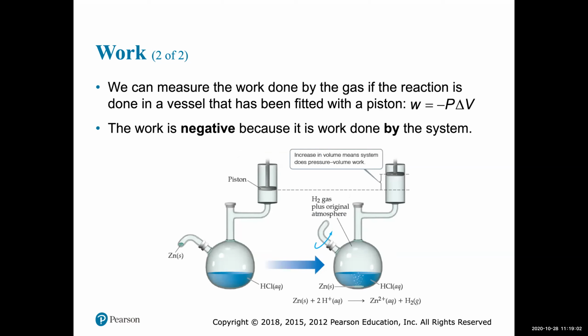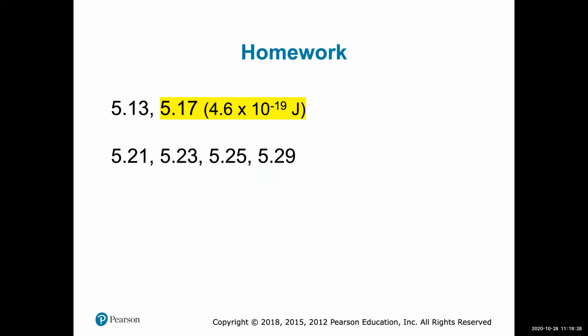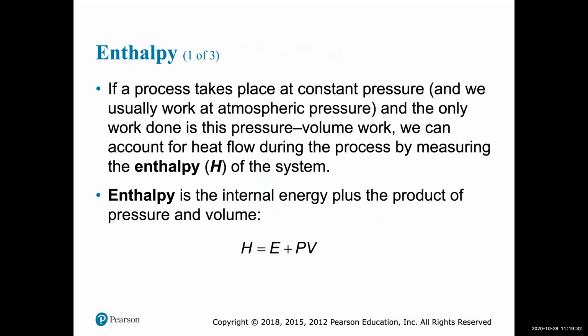We know that for these piston type problems, work is equal to minus the pressure times the change in volume. And the work is negative because it's work done by the system. So it's not work done on the system, it's done by the system. And so we know that if it's done by the system, that gives it its negative value. So there were some homework problems associated with that. I'm going to skip over those for now. You can look at those when you want.